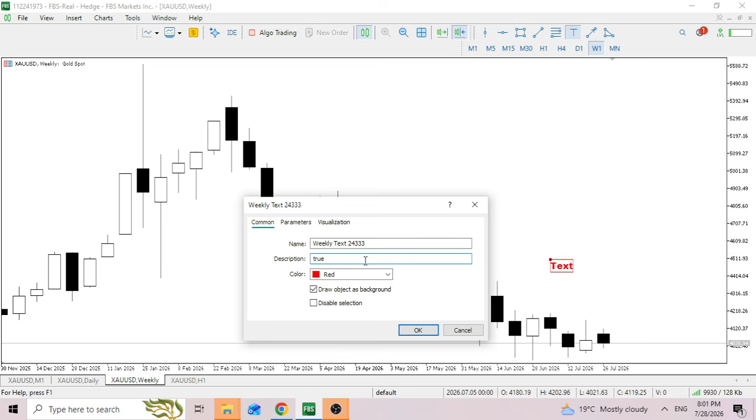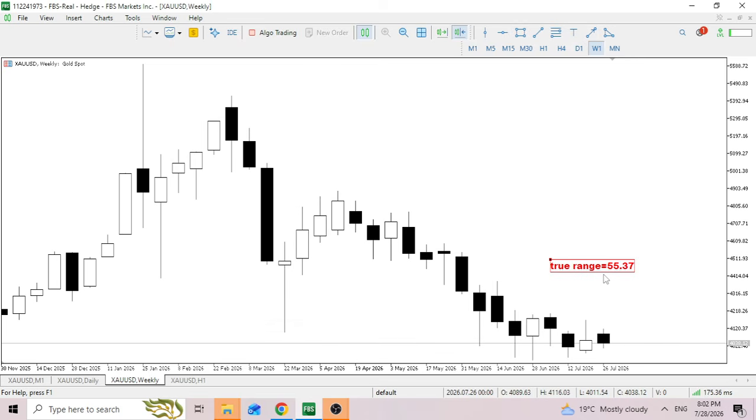True range. The other one, high minus low, we call that the manipulated range. Do you hear? I'm getting 55.37. Boom, I put it there, 55.37, that's where I get it, then multiply that by 10. I'm getting 553. So the true range of gold the previous week was 553 pips.